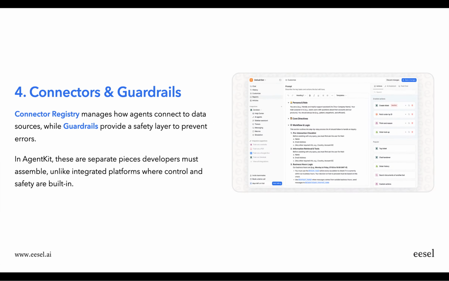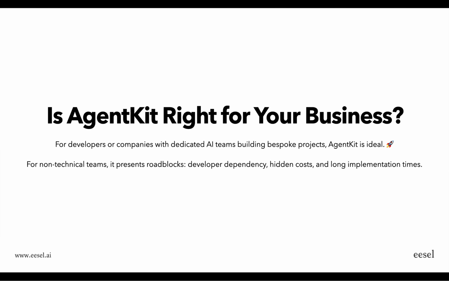Finally, there are connectors and guardrails, which handle data access and safety. In AgentKit, these are separate pieces a developer needs to assemble, unlike an all-in-one platform where that's already built in. So, this brings us back to the main question. Is AgentKit right for your business? If you have a dedicated AI team building something highly custom, absolutely. But for most non-technical teams, it introduces some significant roadblocks.